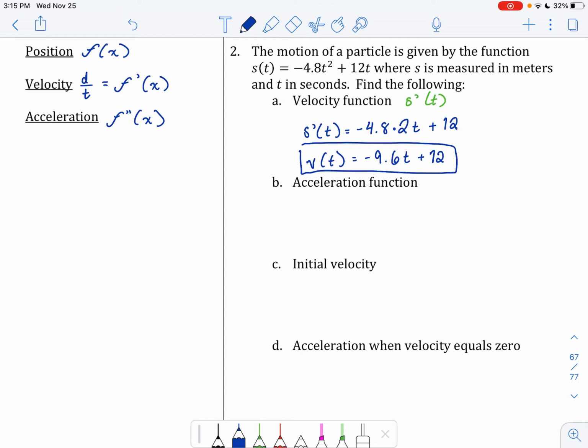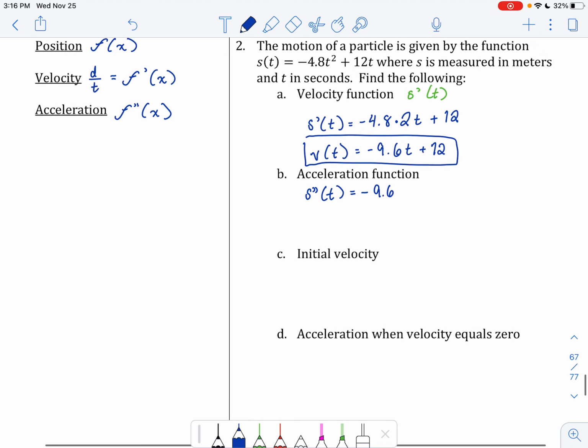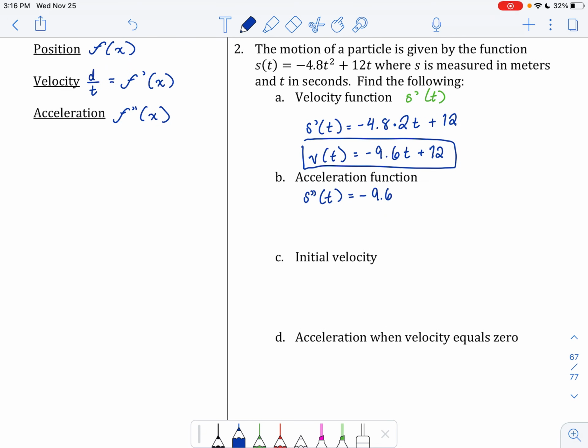They're interchangeable. So then for acceleration, remember this is going to be s double prime. So we're going to use this function here, take its derivative. The derivative of negative 9.6t is negative 9.6. And the derivative of 12 is 0, so we are not going to include that. So then our acceleration function, a of t, is equal to negative 9.6.